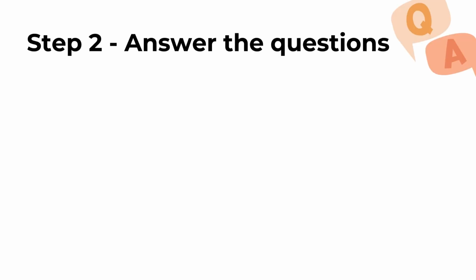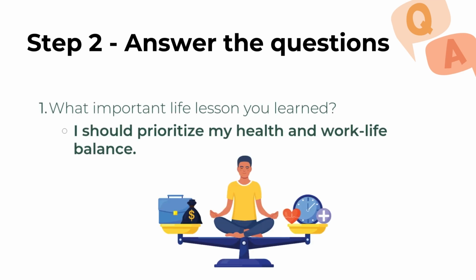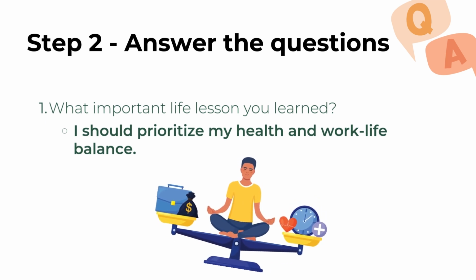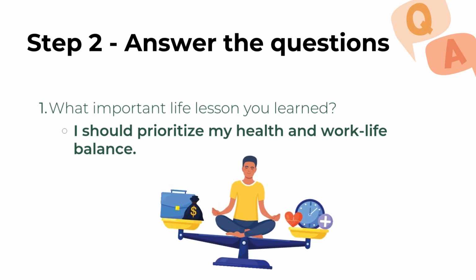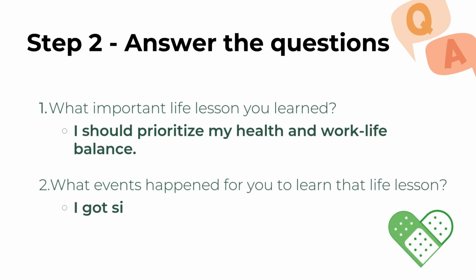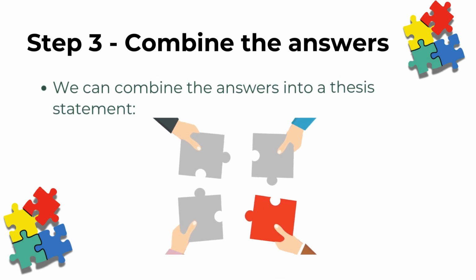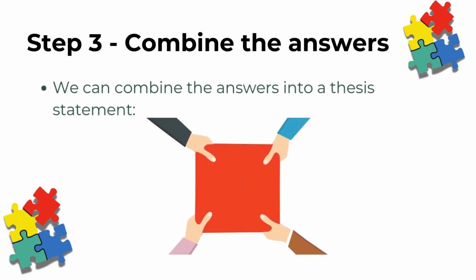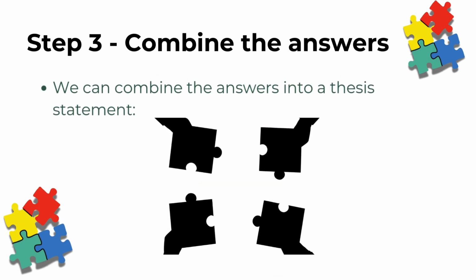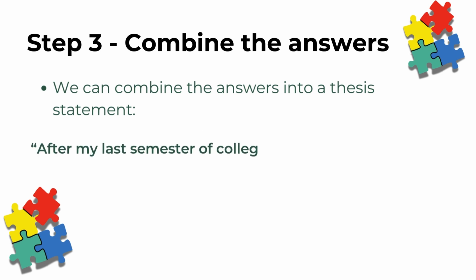Our second step is to answer these questions. For my answers to these questions, I will say an important life lesson I learned was that I needed to prioritize my health and a work-life balance. I learned this lesson when I got sick after focusing too much on studying during my last semester of college. Our last step is to combine these answers into a clear thesis statement. If we do this, we get, after my last semester of college, I learned to prioritize my health and work-life balance.